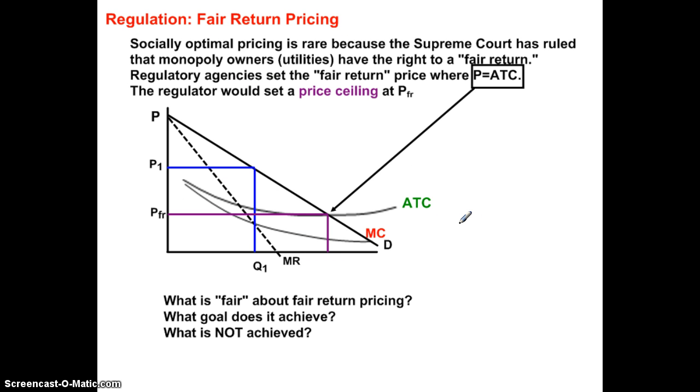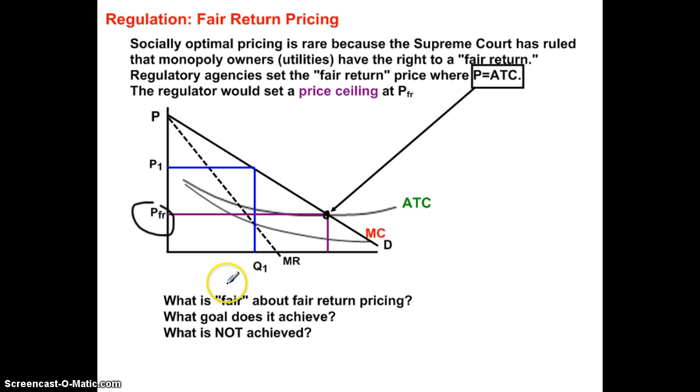It's actually very rare, because the Supreme Court in the United States ruled that monopoly owners, such as utilities, have the right to a fair return on their investment. So instead, regulatory agencies now set what we call a fair return price, where the price is set equal to the ATC. Basically, we look for where ATC crosses the demand curve. People are willing to pay that price, and this monopolist is able to break even. So we set the fair return price ceiling. This becomes the level of output, and that becomes the price that's charged.